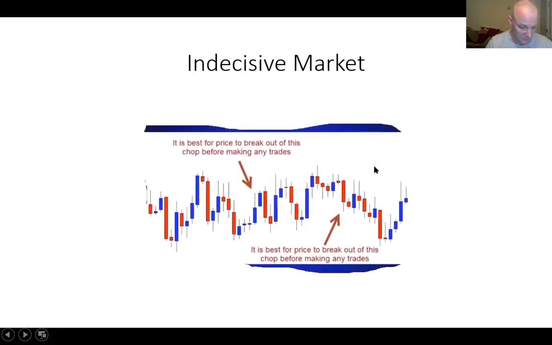With an indecisive market, it's best to wait for the price to break out of this chop before making any trades. Be prepared to lose a lot of money when you think you're in a buy and then it goes into a sell. You get emotional, you go into the sell, and then it goes back into a buy. So when it's choppy markets like this, just stay away from it, to be fair.